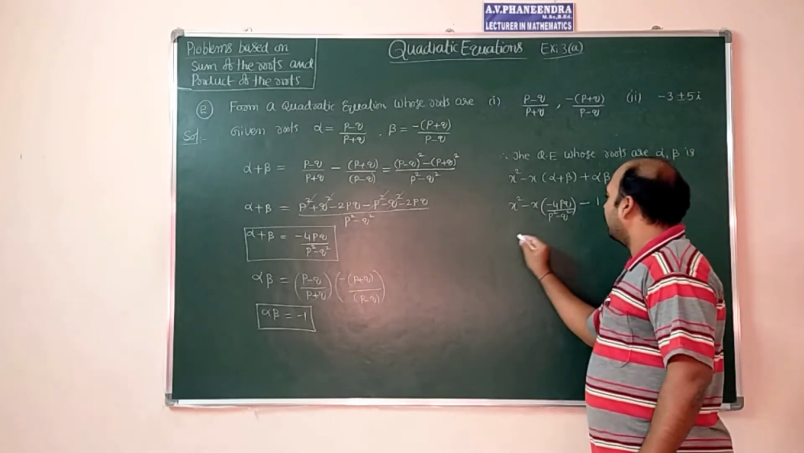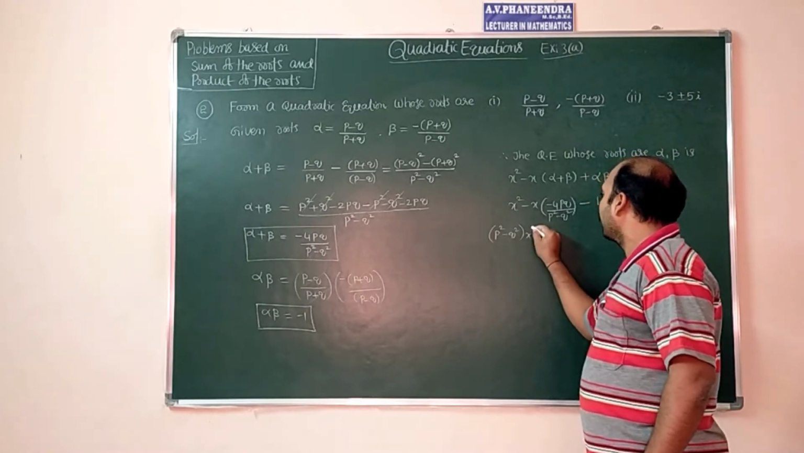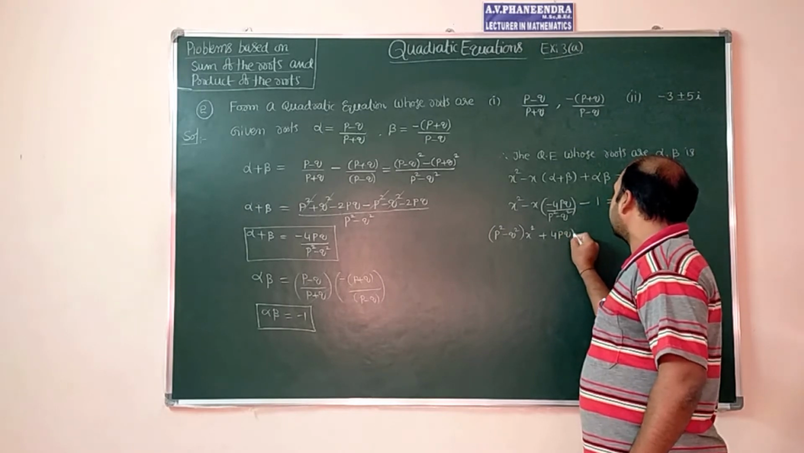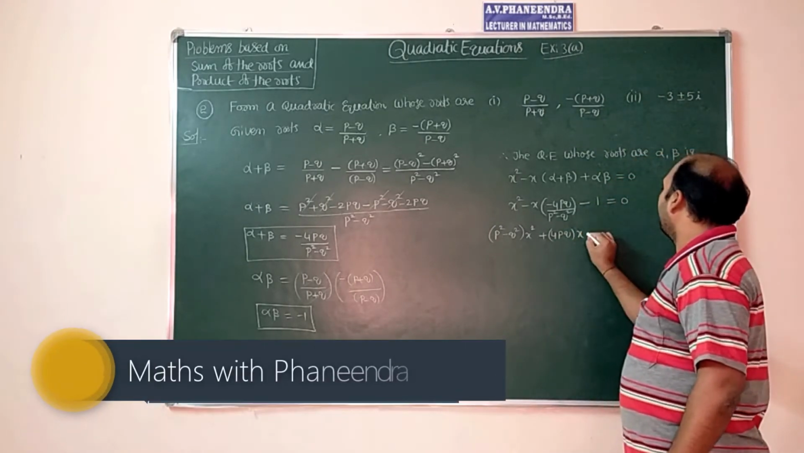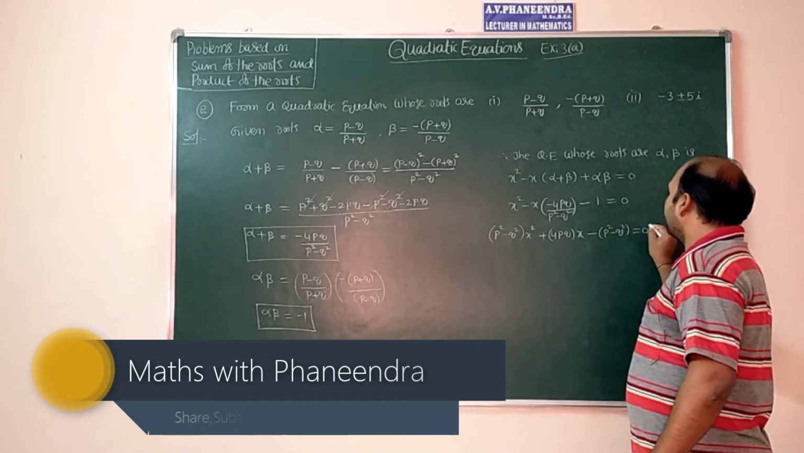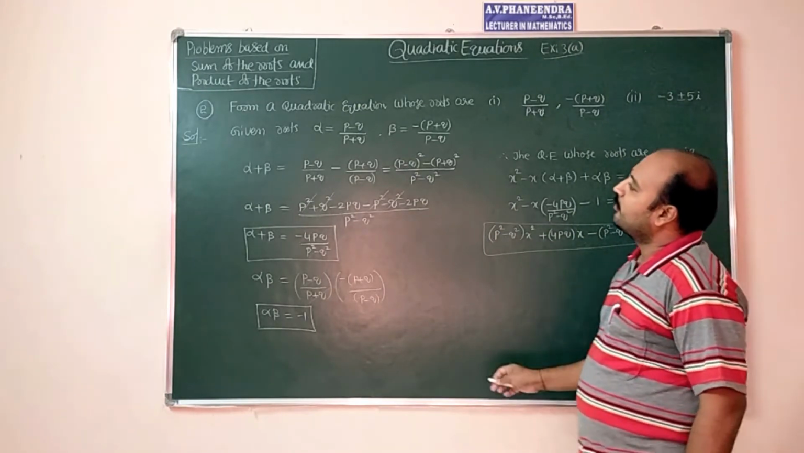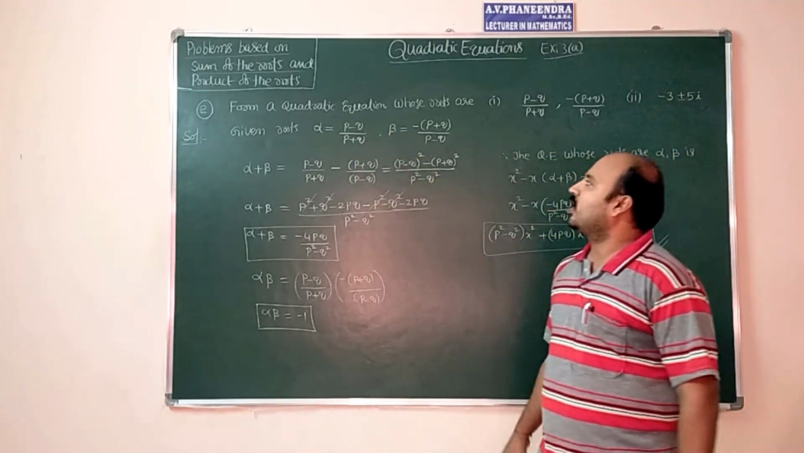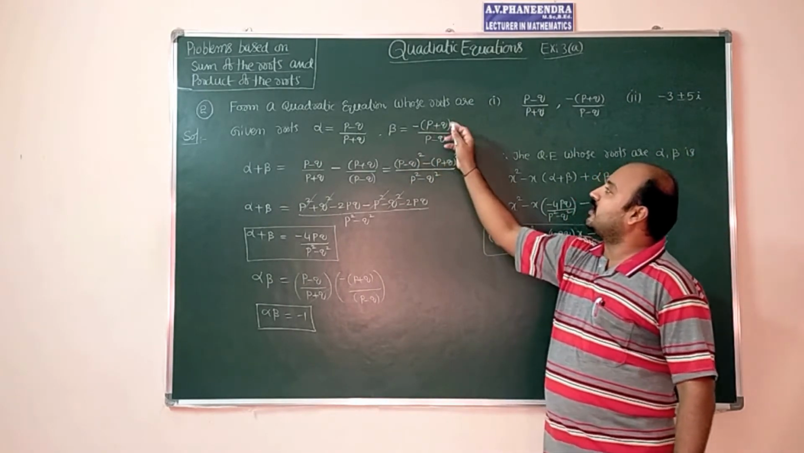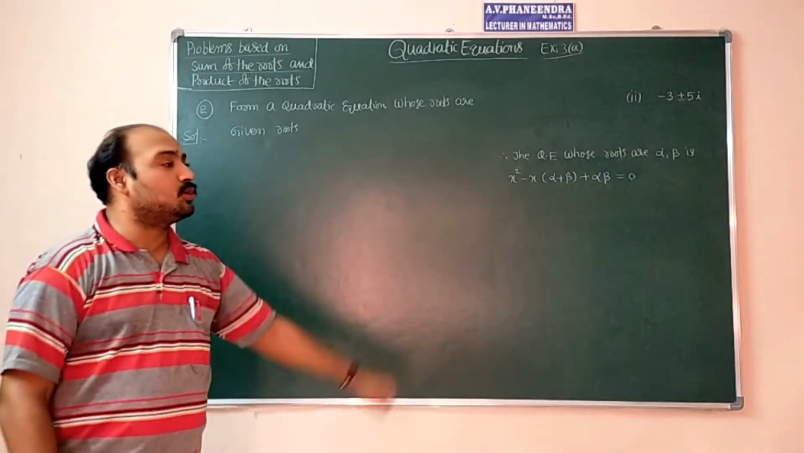So after taking LCM, it will become (p square minus q square) into x square, minus into minus is plus, 4pq into x, minus (p square minus q square) equal to 0. This is the required quadratic equation whose roots are alpha equal to p minus q by p plus q and beta equal to the other root, minus of p plus q by p minus q. Question Roman letter 2.